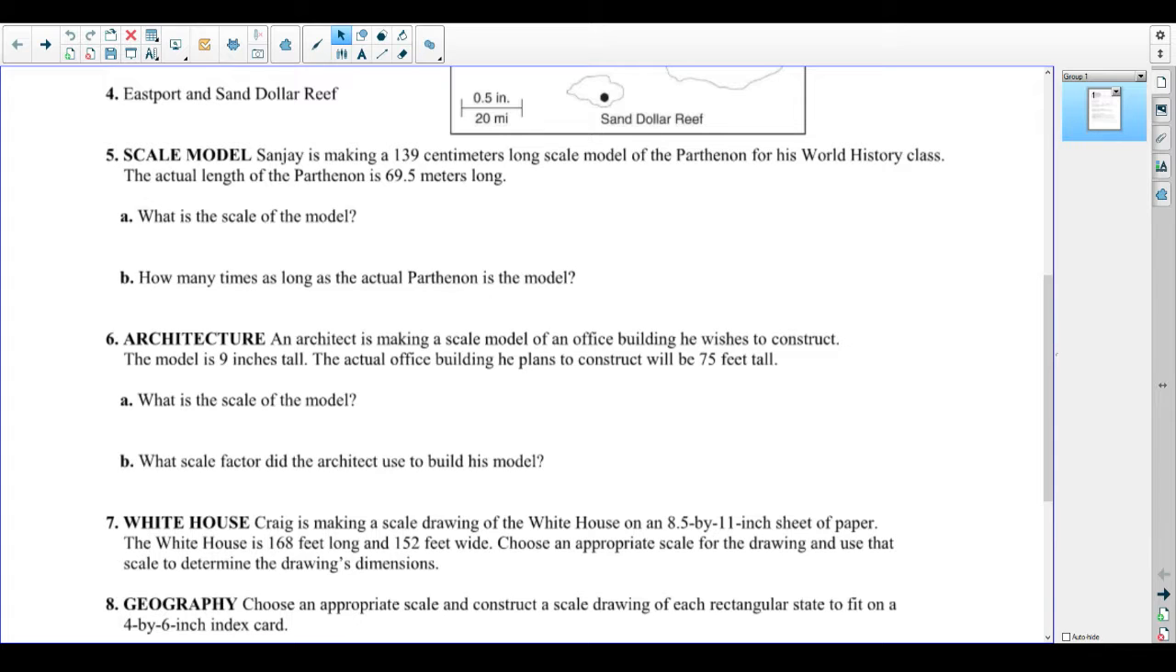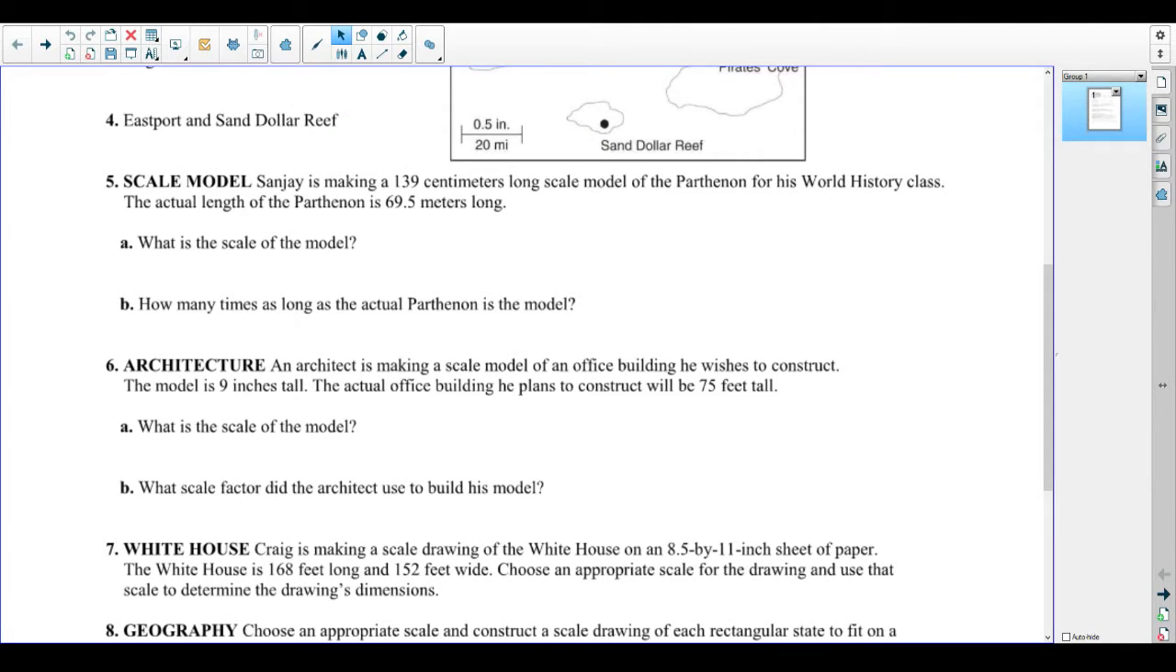Alright, so we looked at scale models, how it relates to scale factor, and we're just going to go over these last 3 questions since they were giving people trouble. I did not anticipate it would give us as much trouble as it did, but such is life. So if we do number 5 here, our guy's making a 139 centimeter long scale model of the Parthenon for history class. The actual length is 69.5 meters.